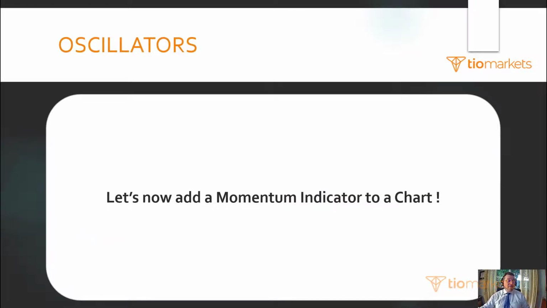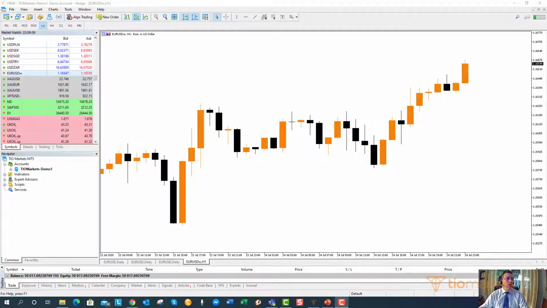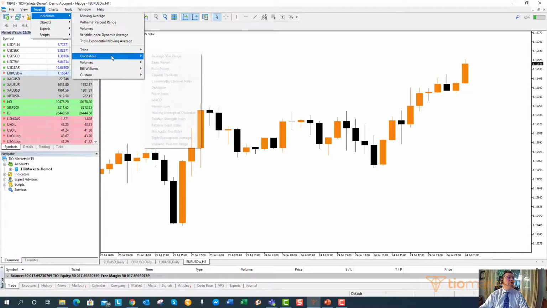So now let's add a momentum indicator to a chart on our MT4 platform, and let's show you how to do it. Once you pull up your MT4 platform, you can go to Insert, then Indicators, then Oscillators. All of these indicators are oscillators. They all do the same thing. They're all measuring the momentum.